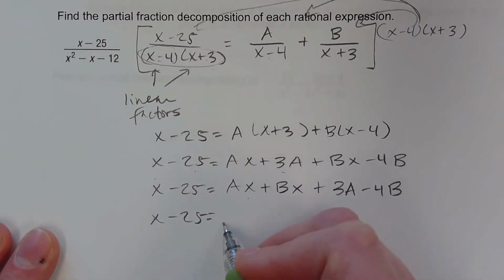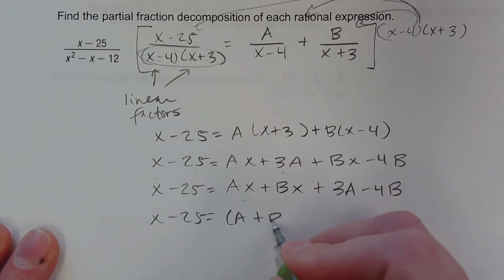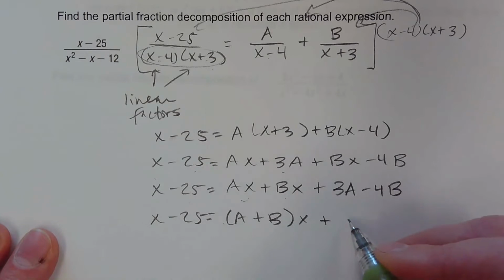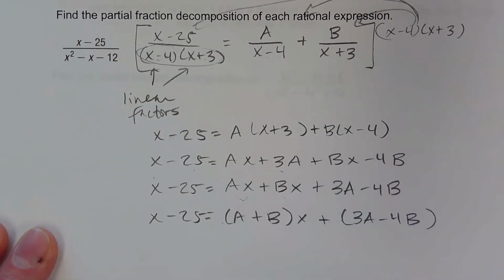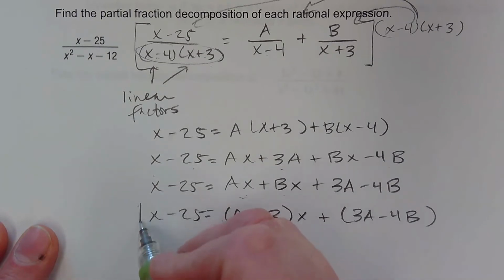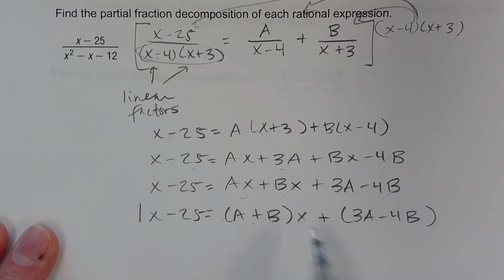And I'm going to take my x and factor it out of these first two. So I have a quantity a plus b times x, and then plus, I'm going to write the 3a minus 4b in parentheses as well. So now what I have at this point is a 1x, and I have an a plus b times x on the other side. Here I have a minus 25, and here I've got a 3a minus 4b.